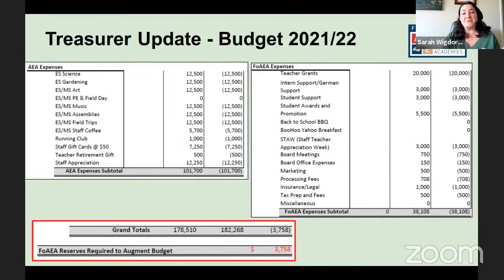We did work with administration to make sure there'd be no changes to any of the programs that Friends does help to support, but we are offering a little bit less of a support. I'm hoping next year we get back to full steam fundraising and we can get back to fully funding and having all of the events we typically do and enjoy about AEA.